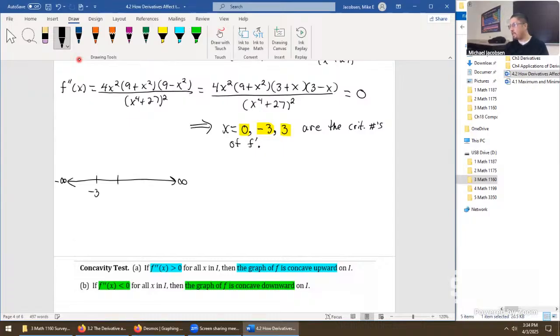Cut at -3, cut at 0, cut at +3. Highlighted in yellow, just to remind us, those are critical values that are going to demarcate intervals where it's concave up versus concave down. They're the boundary values now. So 4 regions to test.